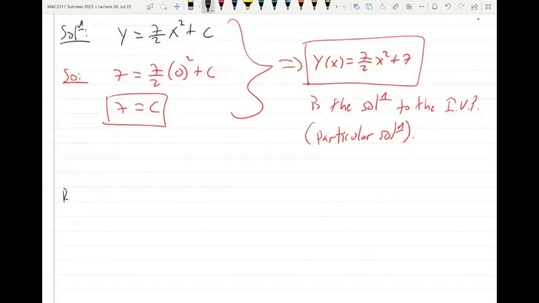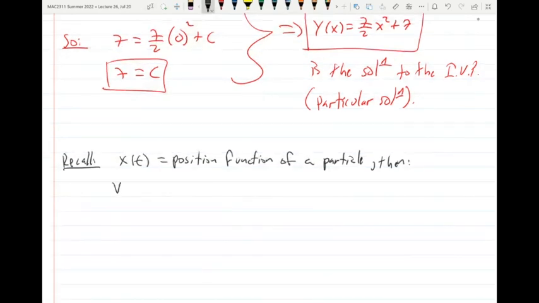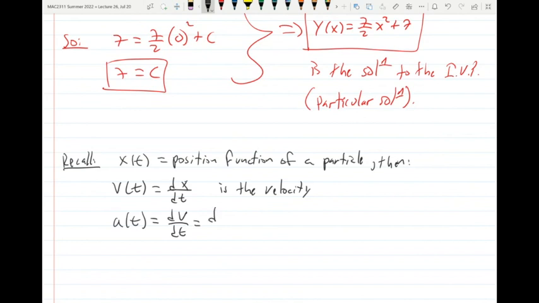So let me say here, recall, that if x of t is the position function of a particle, then the velocity is dx/dt, okay, and then the acceleration is dv/dt, which is also the second derivative of the position function.